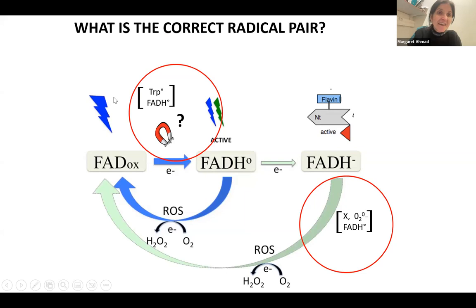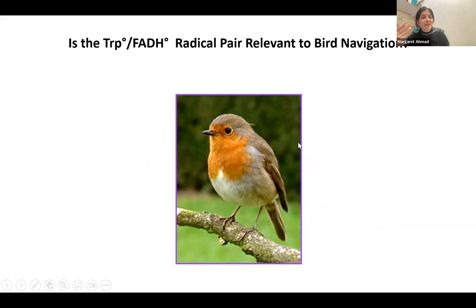K1, what is the correct one? So let's look at that, the Trp-flavin radical pair. Next. So here, this is the question a biologist asks. There are beautiful data in the test tube that the reaction responds to externally applied magnetic fields. You get a greater or lesser product yield, you can study it, you can measure it. The question is, do the birds use it?